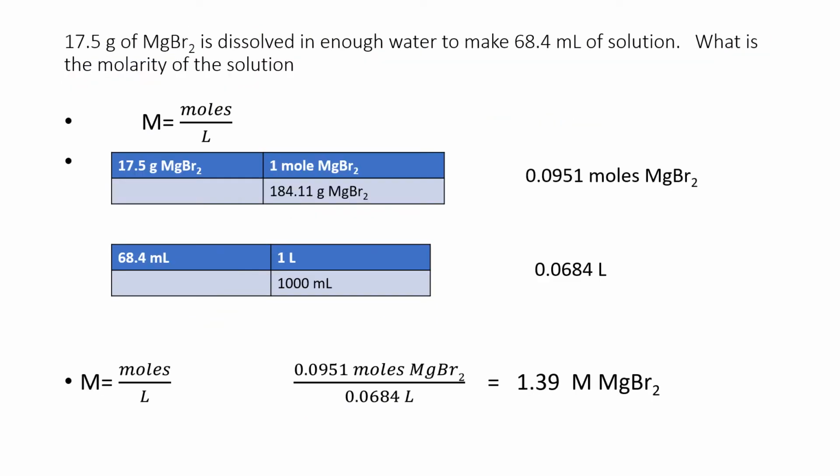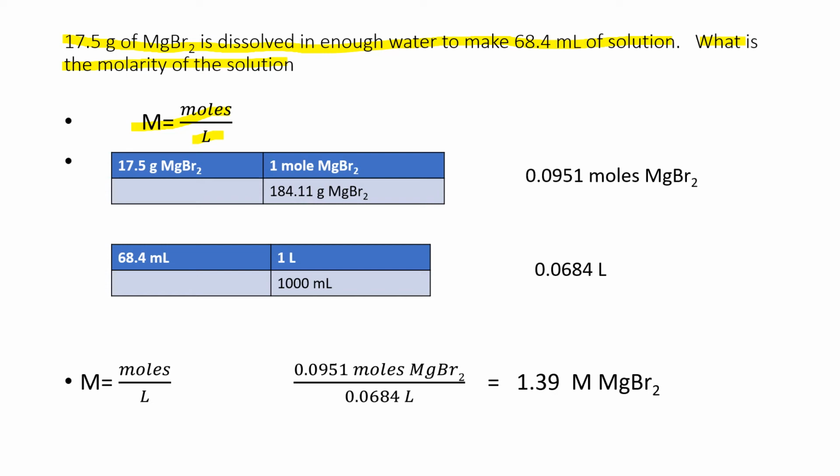So another problem that we can do that involves solution making is if you took 17.5 grams of magnesium bromide and you dissolve it in enough water to make a 68.4 milliliter solution. You just want to know what's the molarity of the solution. Well, molarity is always moles of solute per liter of solution. Well, let's just get the moles and get the liters. It's just a couple of one-step conversions, then putting it together.